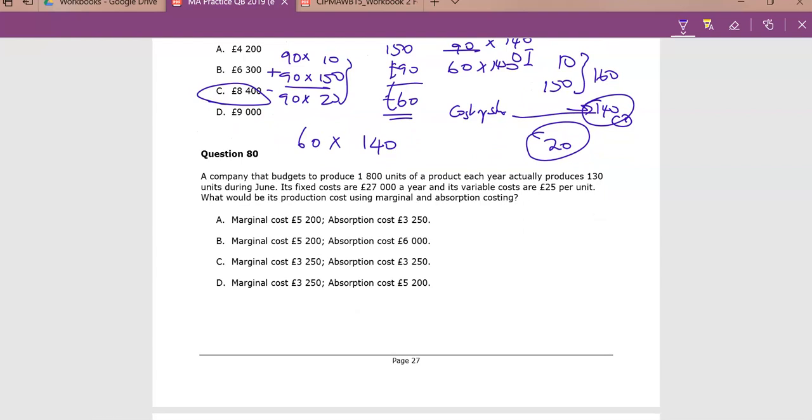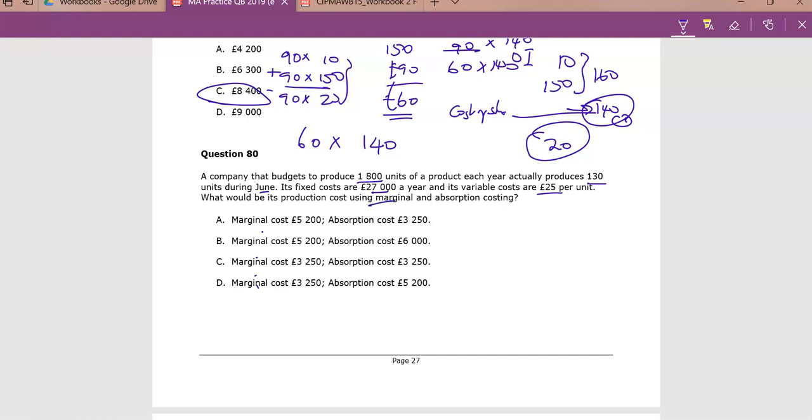And question 80 says the company budgets to make 1,800 units, and in this particular month of June they produce 130. Again, remember, you read this before you do the question, so you already have an understanding of it. The fixed cost is 27,000 a year. As far as marginal costing is concerned, I'm not interested in that; I'm only interested in variable cost. For the full costing, I'm interested in the fixed cost as well. What would production cost be under marginal costing?